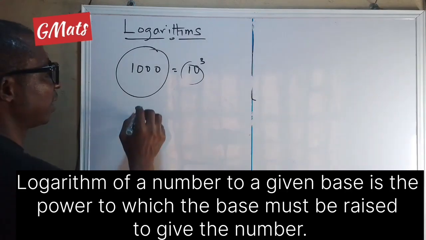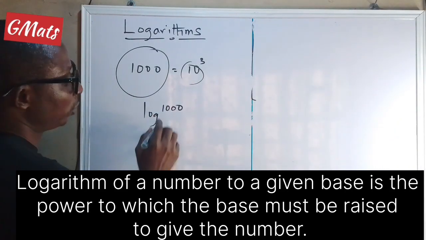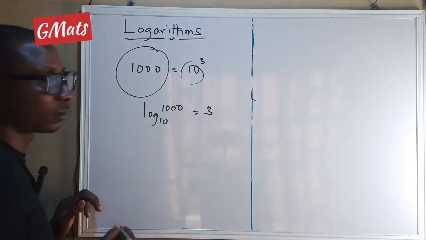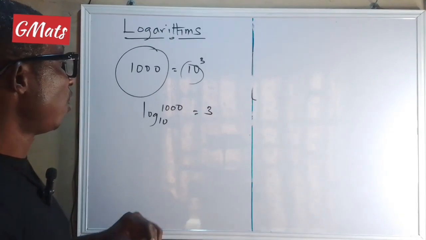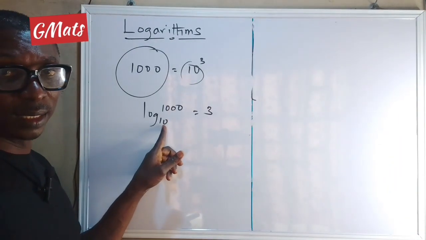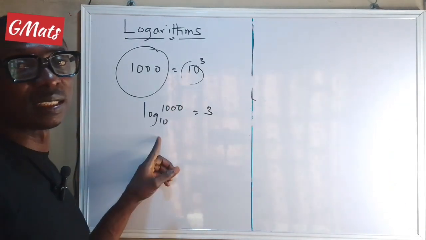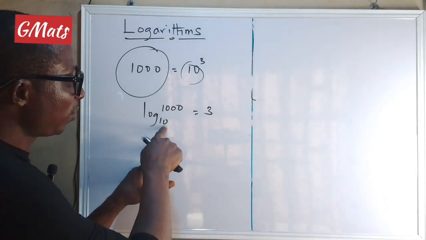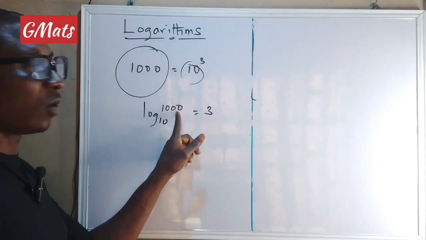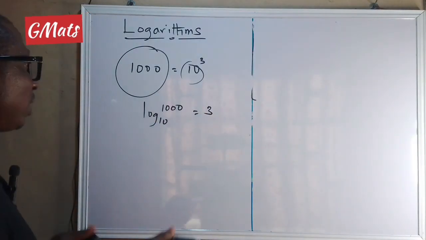So I can write it as logarithm of 1000 to base 10 is 3. So logarithm of a number to a given base, which is base 10, is the power to which this 10 must be raised to give 1000. So the power to which 10 must be raised to give 1000 is 3. So that means logarithm of 1000 is what? Is 3.